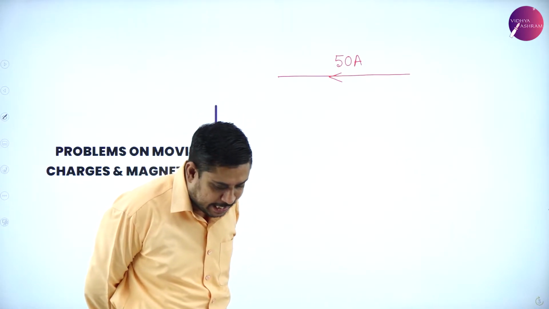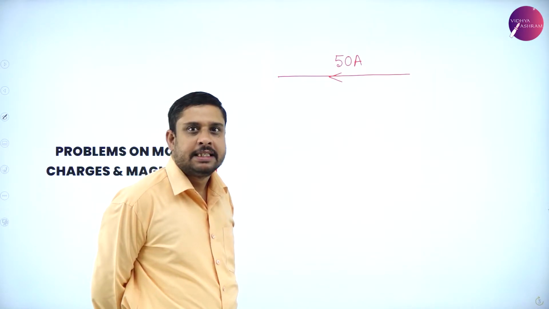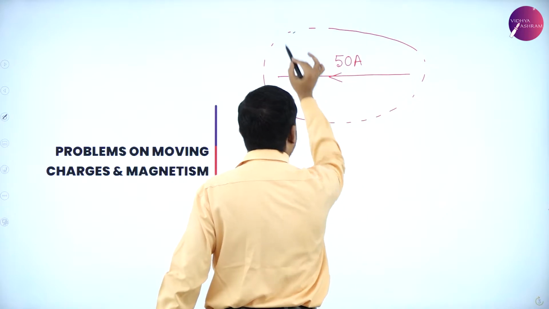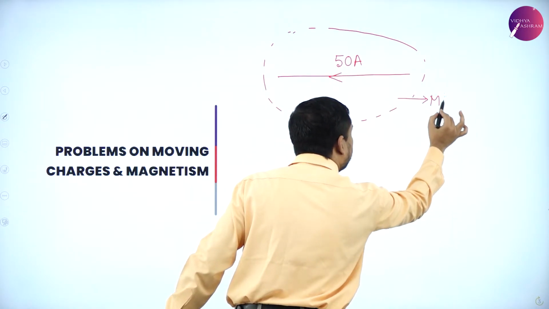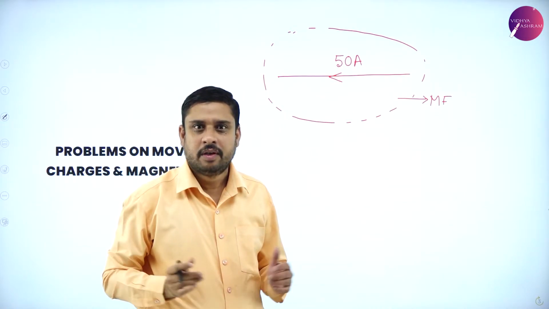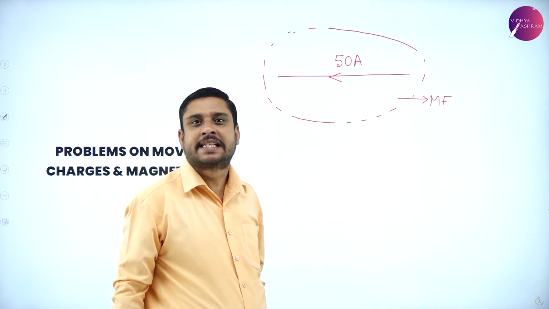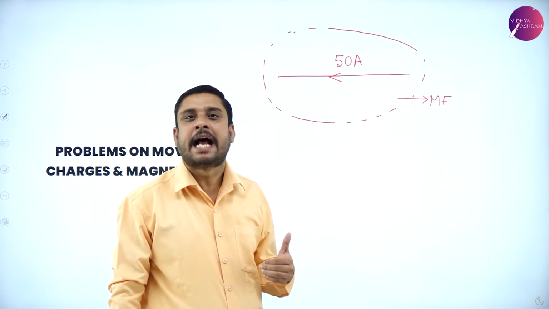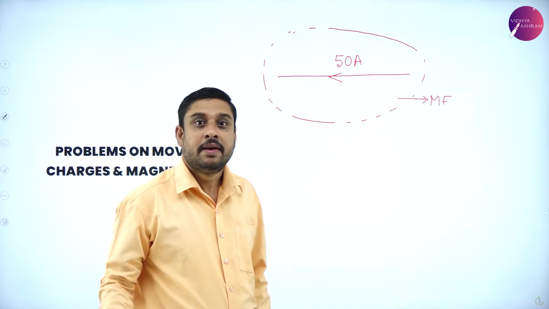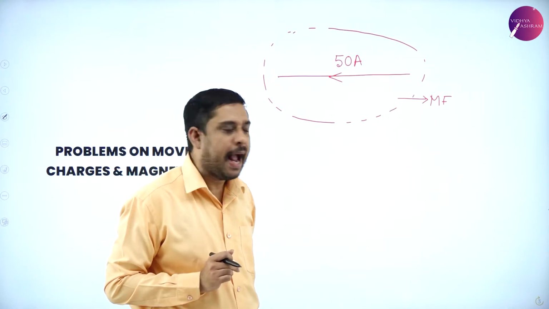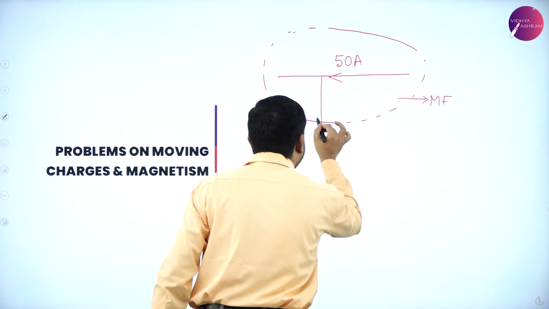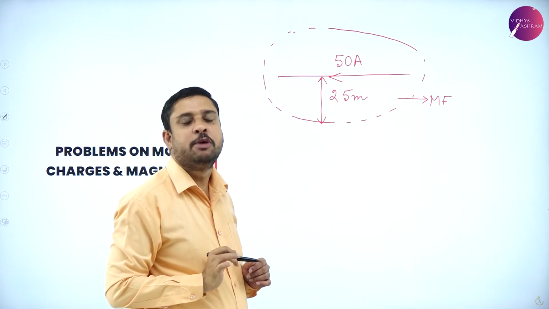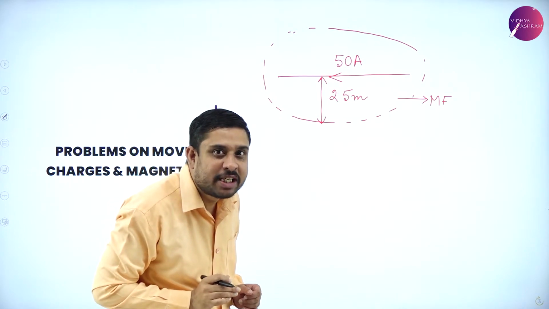Then what is the immediate consequence? The immediate consequence is a magnetic field is created around this wire. Yes, magnetic effect of electric current. There is a magnetic field created around the straight wire. We have to calculate the magnetic field at a distance 2.5 meter below the wire. Do I know any expression here?